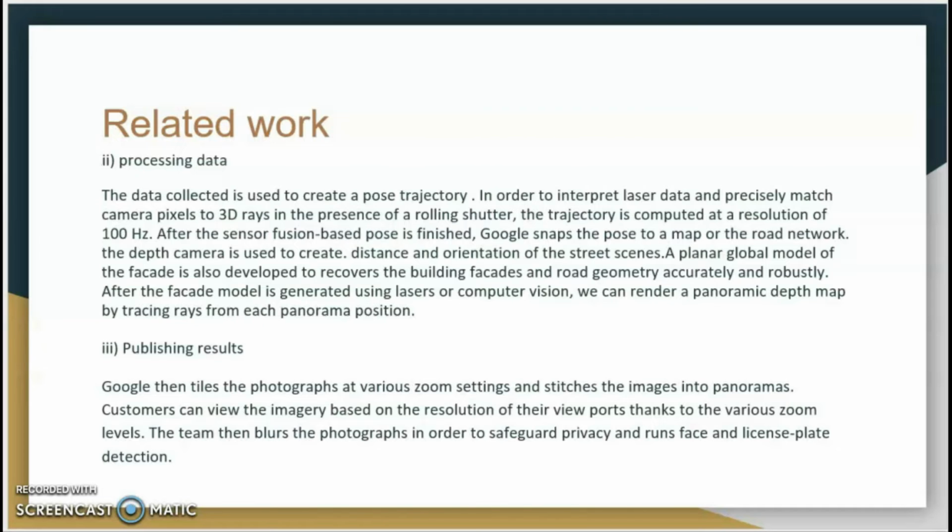Later, coming to publishing the results, Google tiles up the photographs based on various zoom settings and stitches them into panoramas. Of course, privacy is an important aspect. Any person or license plate or any private information in an image will be blurred out.